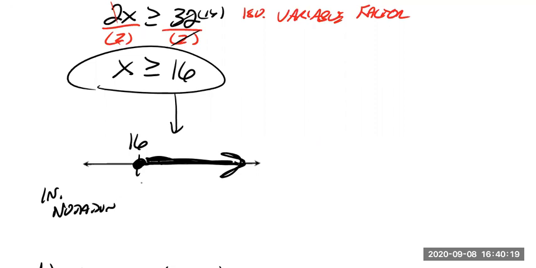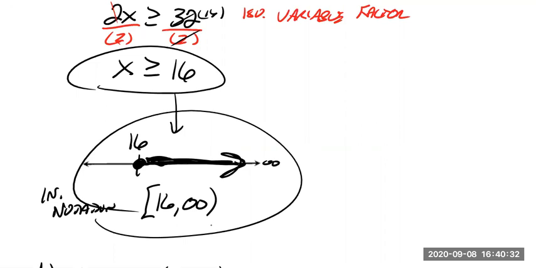So in interval notation, the left starting point is 16. We would use a bracket because it's including it. And then the right is infinity. It goes off to infinity. So I did not include that in my answer for the last one, so I just wanted to pick up there.